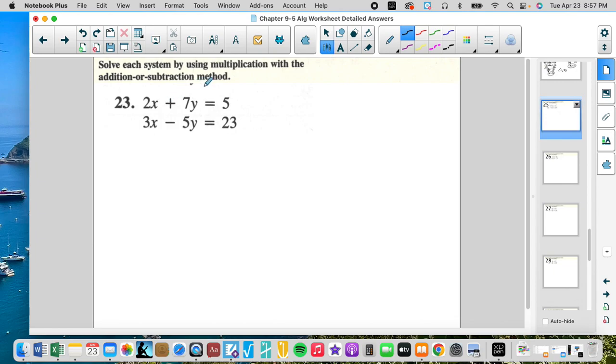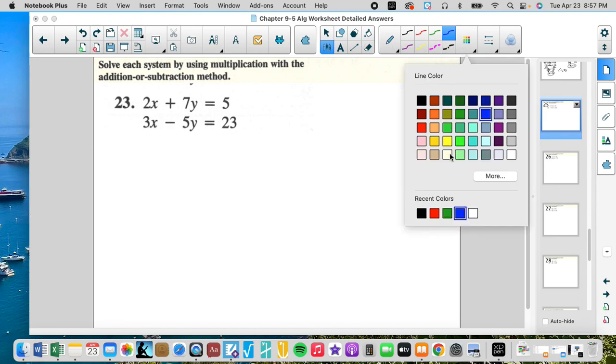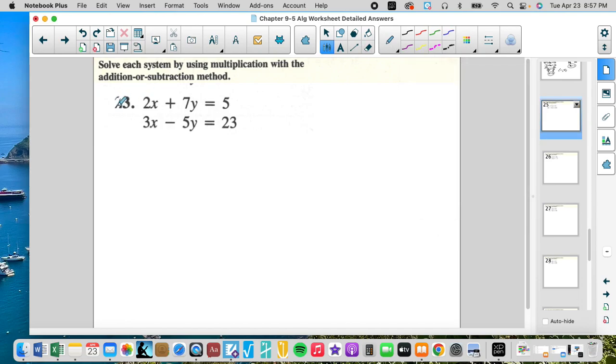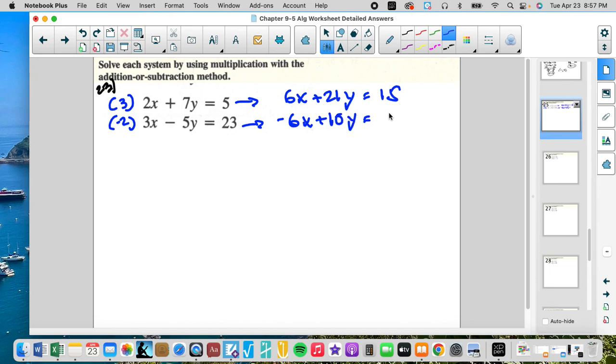So, all right, let's do a different one. We'll change it up a little bit. I'm getting rid of that number for the time being, 23. That's number 23. We'll put that up there. I'm going to get rid of the x's. I'm going to multiply this by 3 and this by negative 2, just so we have a little bit smaller numbers. 6x plus 21y equals 15. And then that's negative 6x plus 10y equals negative 46.